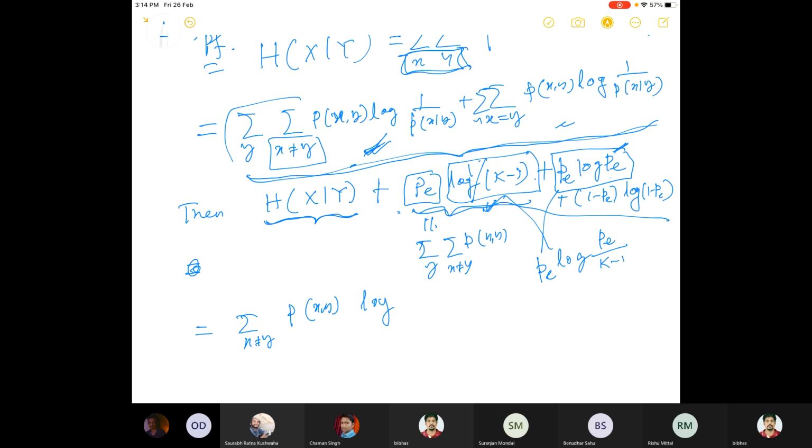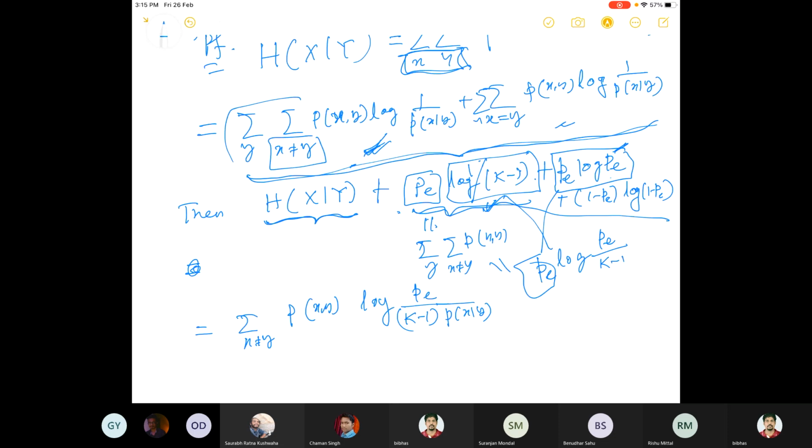Then this PE is the same as this one from the previous step. This is just a manipulation. This will be PE by K minus 1 times P of X given Y. This is from these two terms.